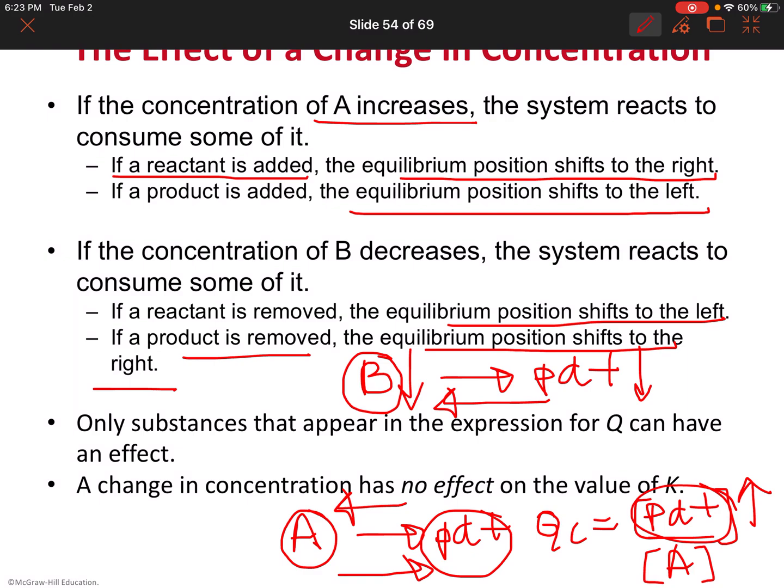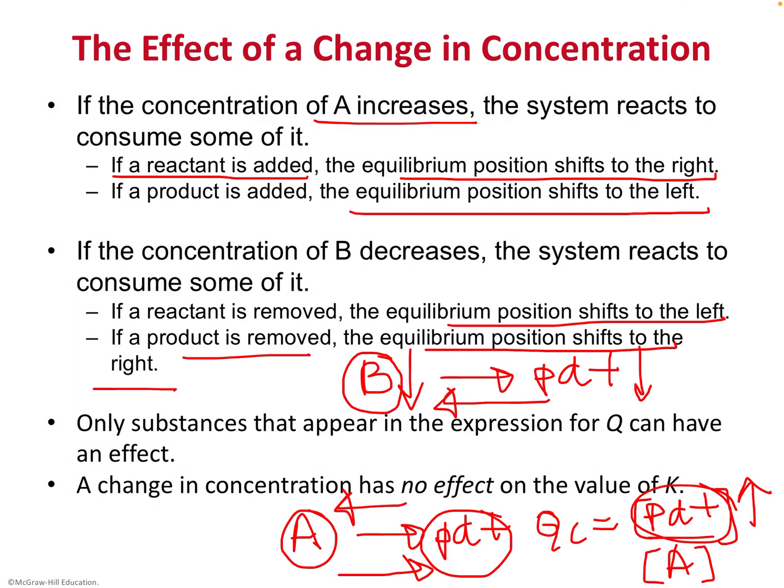Only substances that appear in the expression for Q can have an effect. Now what are the things that we can have in Q? Q can be concentration, if you have a concentration of the gaseous components, and also it could be aqueous components. Remember, solids and liquids cannot be in the Qc. So only substances that appear in the expression for Q can have an effect.